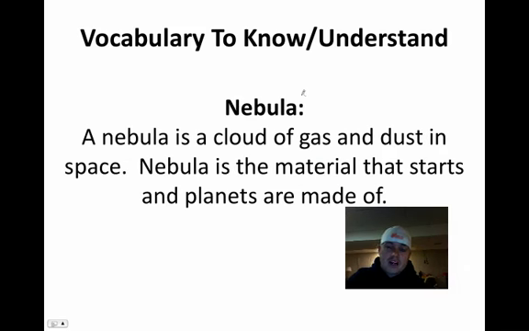Nebula. Nebula is the second term that we're going to focus on, and it is a cloud of gas and dust in space. So this is what basically started the planets to be created, so that we have them now as we see them. It was just a cloud of dust and gas out in our space.